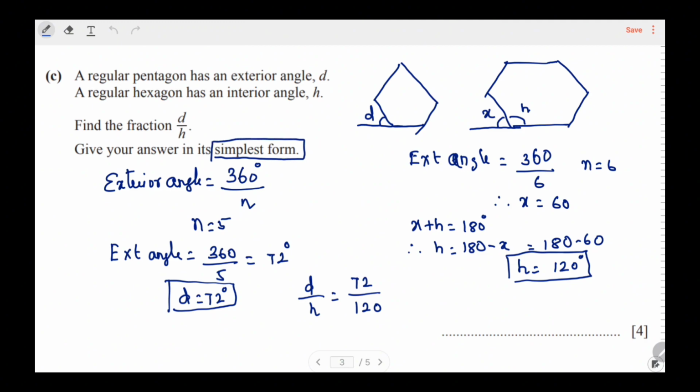So as we simplify, let me divide this by 12. So I get 6 by 10. Still I could find it can be made into a simpler form. So I divide this by 2. So the final answer I get is 3 by 5. So the value of the fraction D by H is nothing but 3 by 5.